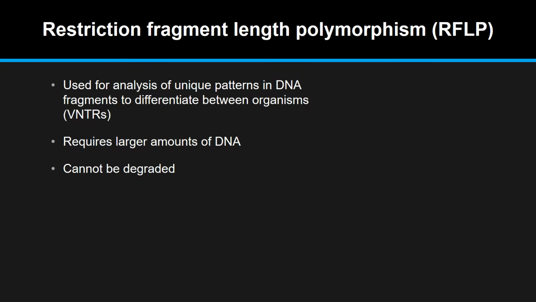So the next method is restriction fragment length polymorphism, or RFLP. This is used for analysis of unique patterns in DNA fragments, to differentiate between organisms. This requires large amounts of DNA and it cannot be degraded.